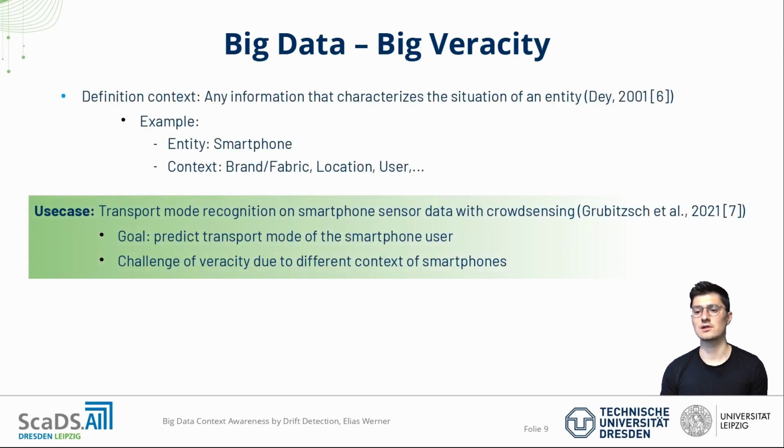Let's introduce a concrete use case. For that, we give the definition of context at first. The context is any information that characterizes the situation of an entity. For example, considering the entity smartphone, the context is the smartphone's brand or fabric, the geolocation or the user who uses the device. Our use case refers to a paper that we have published in 2021, and it aims to recognize a transport mode based on smartphone sensor data in crowdsensing campaigns. So the goal was to predict the transport mode of a smartphone user that sends data to our machine.